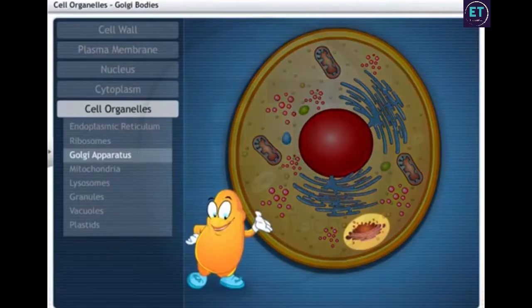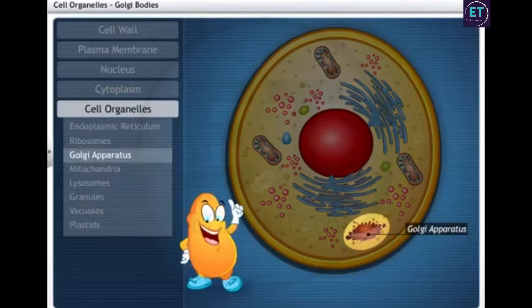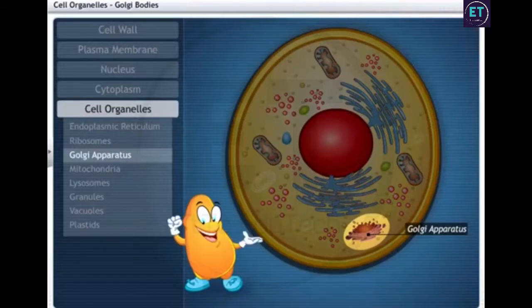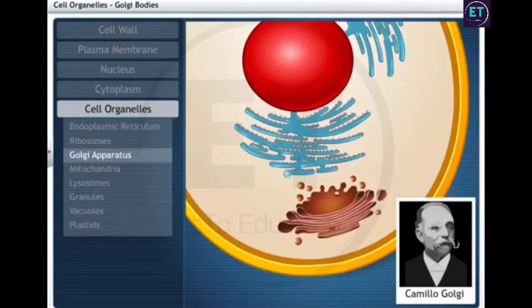Here's another organelle. This is the site for storing and transporting proteins across the cytoplasm, called Golgi Apparatus. Named after Camillo Golgi, who first described it, Golgi apparatus are stacks of flattened membrane-bound sacs or vesicles. These stacks are called cisterns.